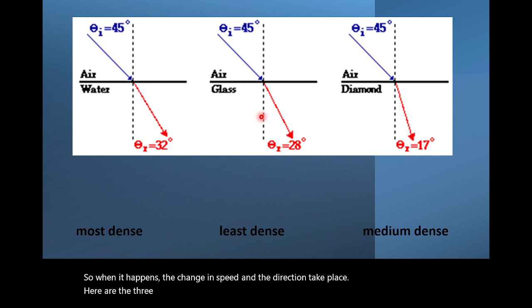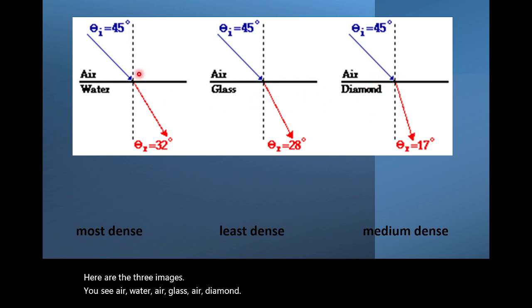Here are the three images. You see air water, air glass, air diamond. What do you think is the least dense medium here? And what do you think is the most dense medium here? Is the water most dense and the diamond medium dense and the glass least dense? No, actually the diamond is the most dense medium. Water is least dense, then the glass and then the diamond, and the glass is in the middle in terms of density.